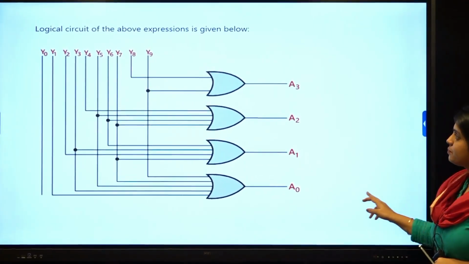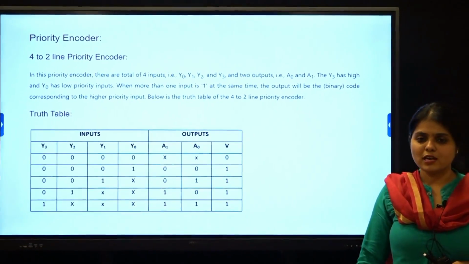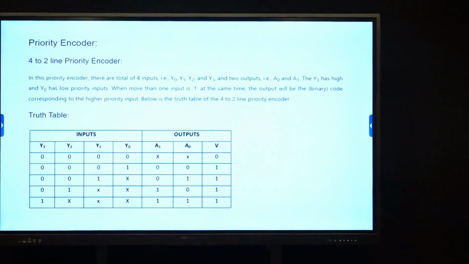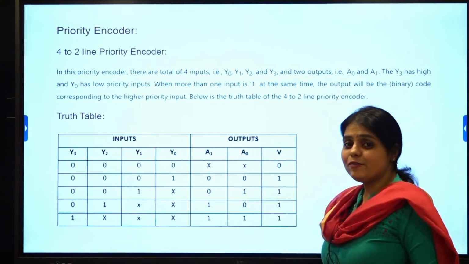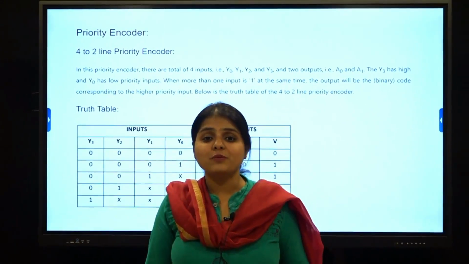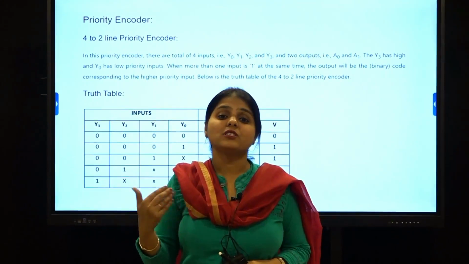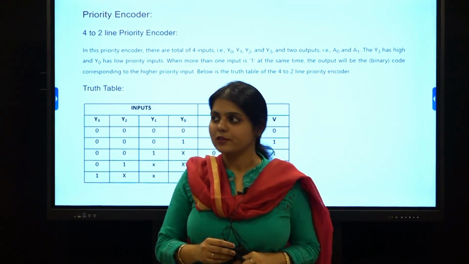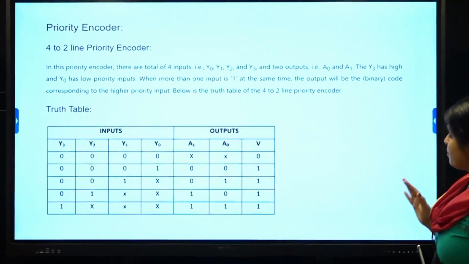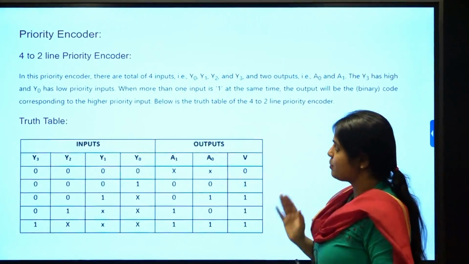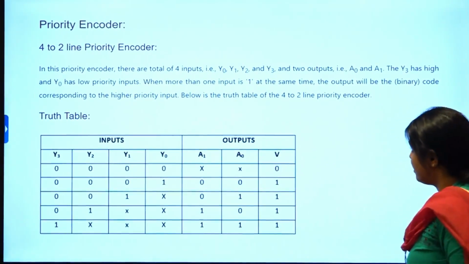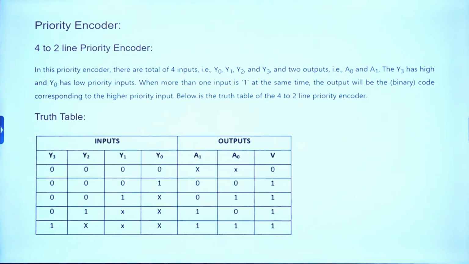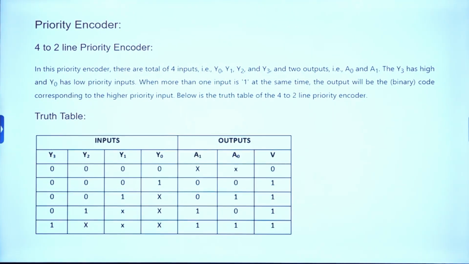Now, the next circuit, the last combinational logic circuit for the day, is the priority encoder. This case is about what if not only one of the inputs is high for the encoder. What if two inputs are high on the encoder side? In the priority encoder, we are talking about a 4 to 2 line priority encoder, which has 4 inputs Y0, Y1, Y2 and Y3, and 2 outputs A0, A1. Along with this, we also have another output called V.